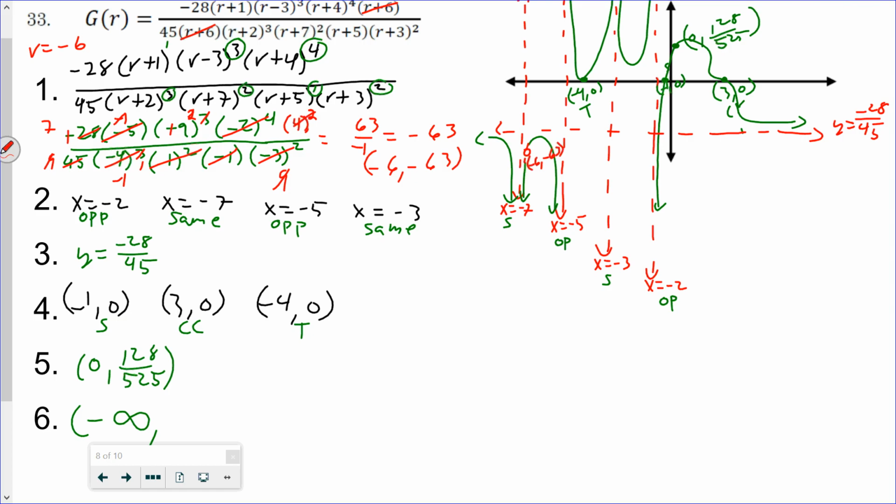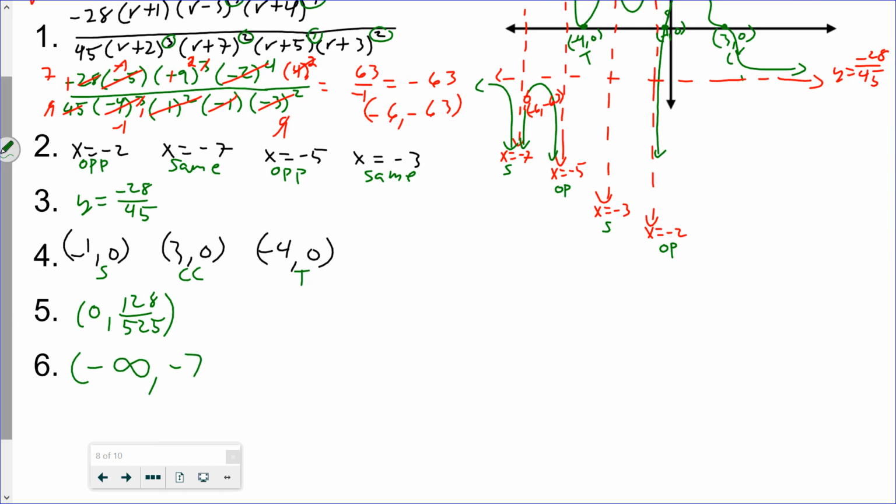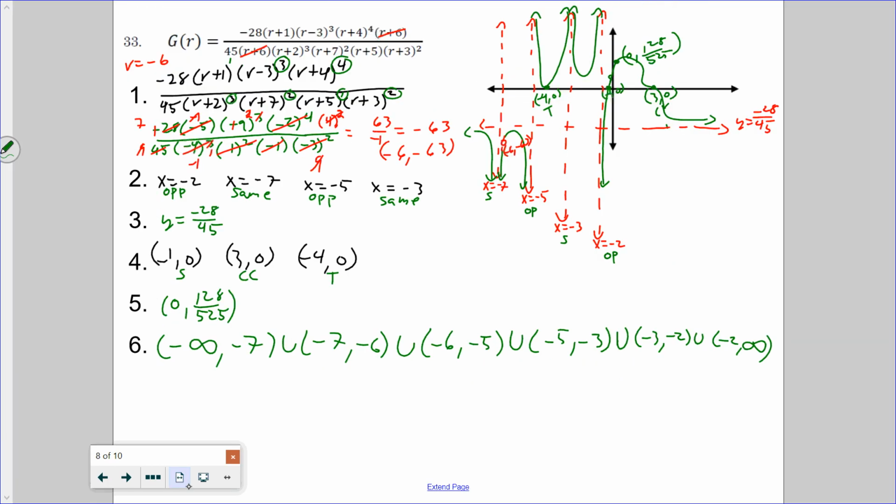So don't do what I did. Don't forget about the horizontal asymptote. Don't forget about the hole. And just work with it like that. Then my domain will be negative infinity to negative 7. Then negative 7 to my next discontinuity at negative 6. Then from negative 6 to negative 5. Negative 5 to my next discontinuity at negative 3. Then union negative 3 to negative 2. Union negative 2 to infinity. There you go. So that's how you do it. Don't forget about discontinuities. Don't forget about your horizontal asymptote or your hole like I did. Please don't do that. So that's how you do that problem.